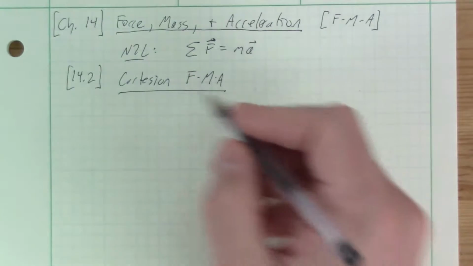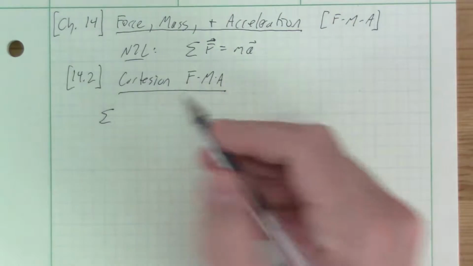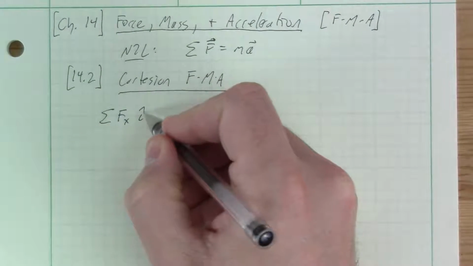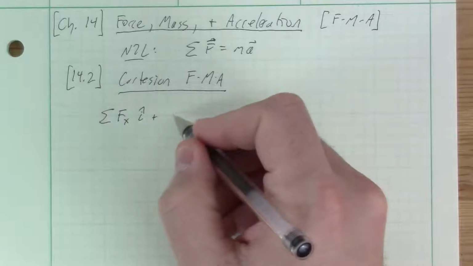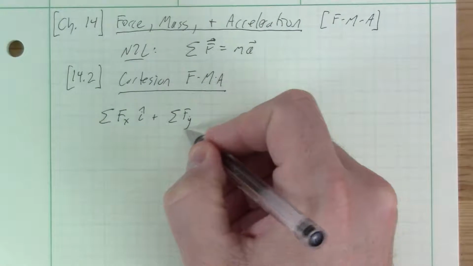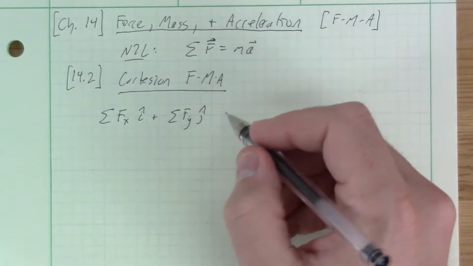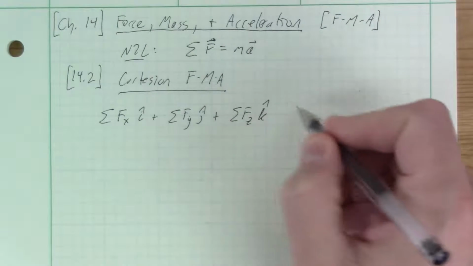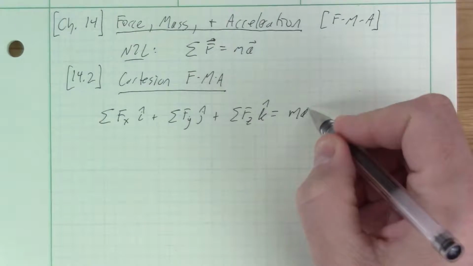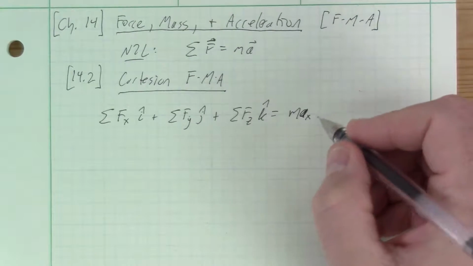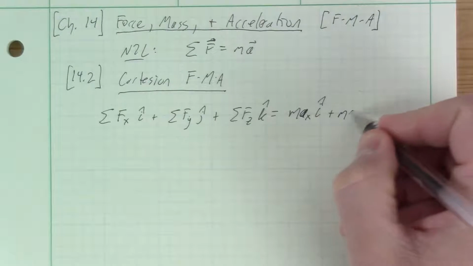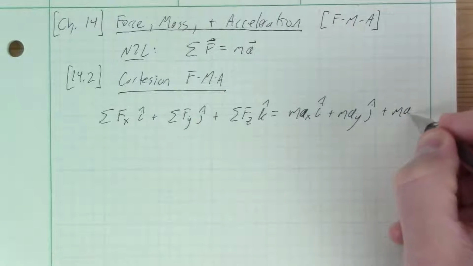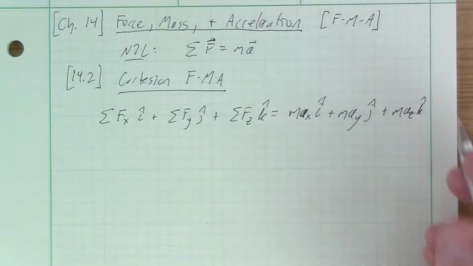Okay, so starting easy here. We're going to take this vector equation and sum up the x components of all the forces on an object, in the i hat direction in our Cartesian coordinate system. Sum up the y components in the j hat direction. Sum up the z components in the k hat direction. And that's going to equal mass times the x component of acceleration in the i hat direction, plus mass times the y component of acceleration, plus the z component in the k hat direction.